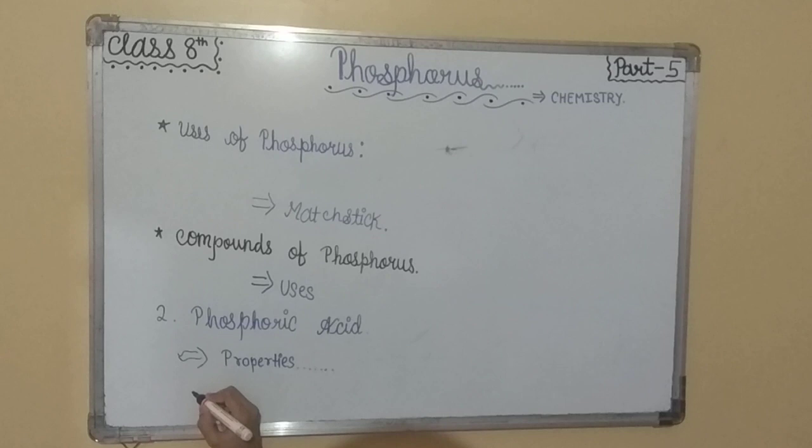Next are the uses of phosphoric acid. There are many uses, but we will learn the uses of phosphoric acid and the third point, superphosphate of lime. We will learn these points and some solved questions in part 6. Part 6 will be the last part of this chapter, phosphorus. Then we will end this chapter.